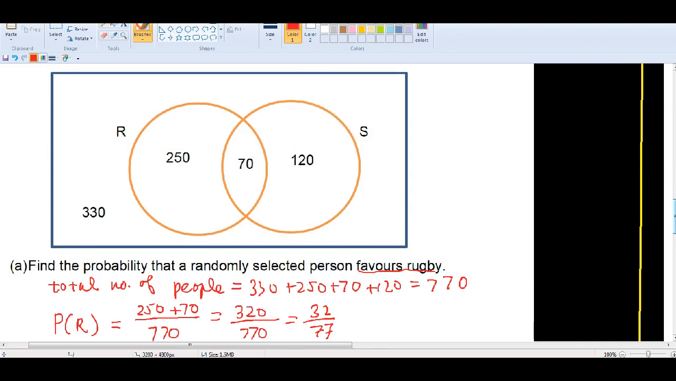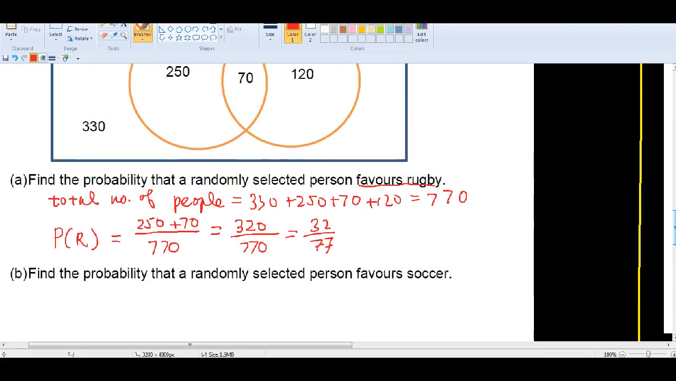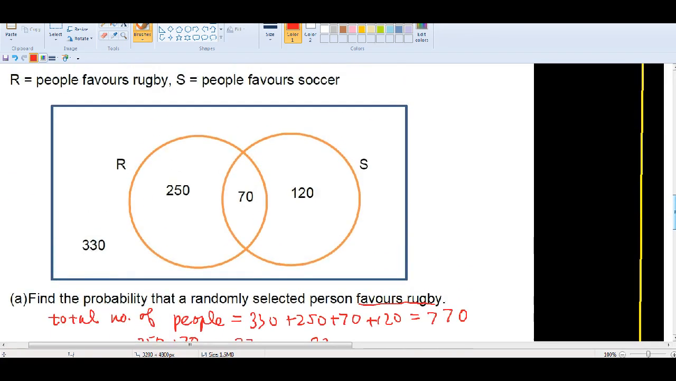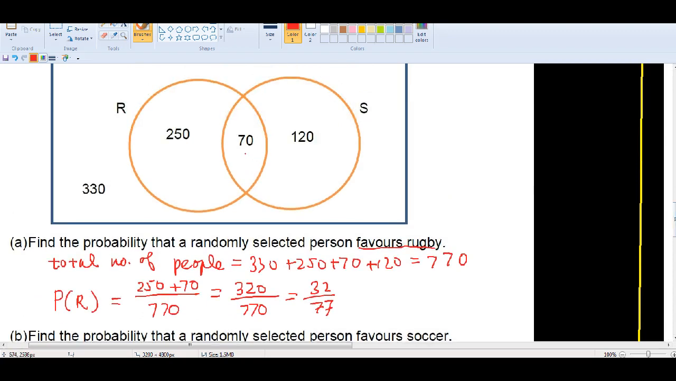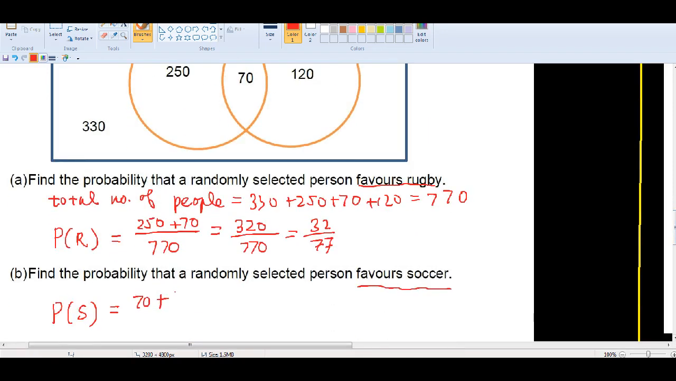Alright, let's move on. Find the probability that a randomly selected person favors soccer. That means they must be in the circle of soccer. How many of them? You could see there are 70 and 120. So may I use S to indicate a person favoring soccer? So there are 70 plus 120 this time, and we divide this number by the total number of people.